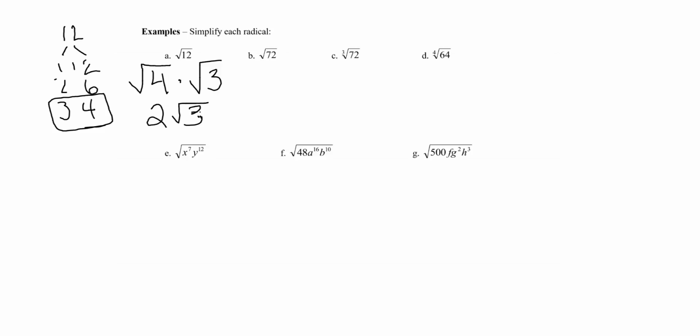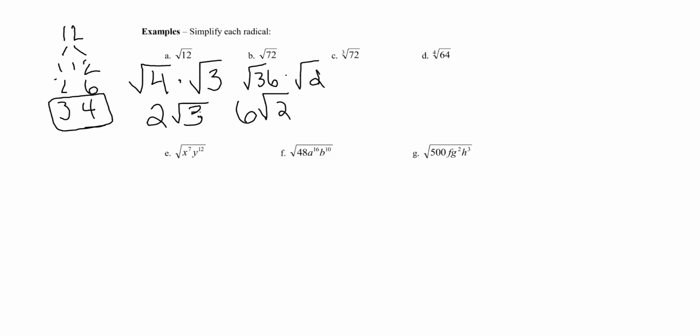I know that I can multiply together 36 times 2 to get 72. And 36 is a perfect square. So my answer will be 6 square root 2.